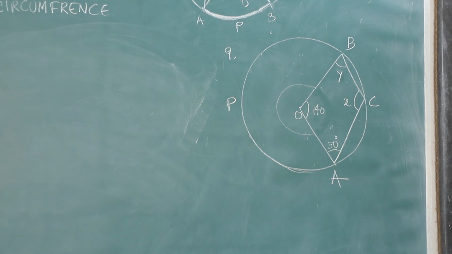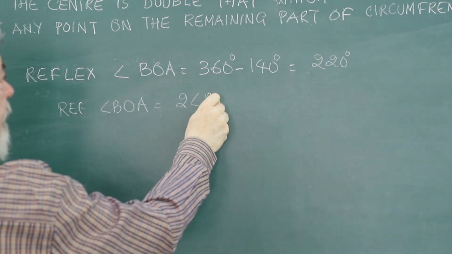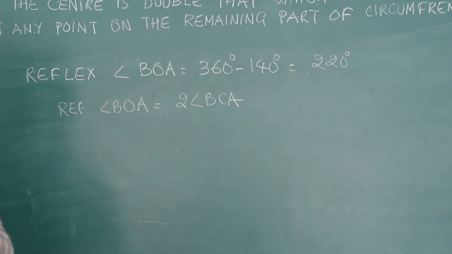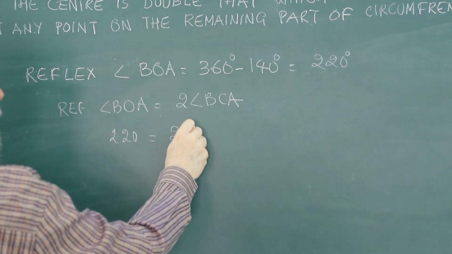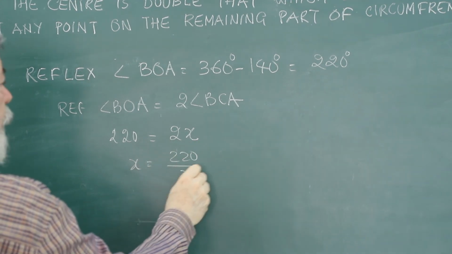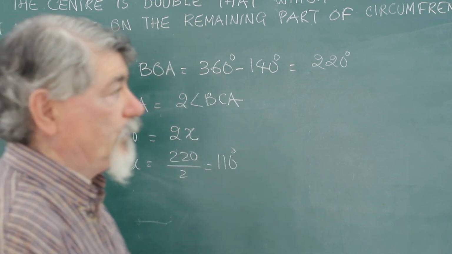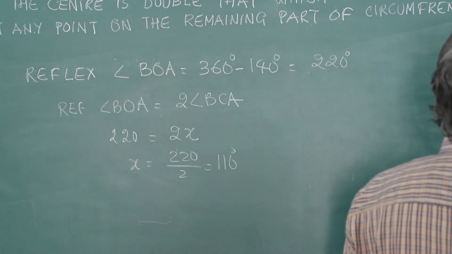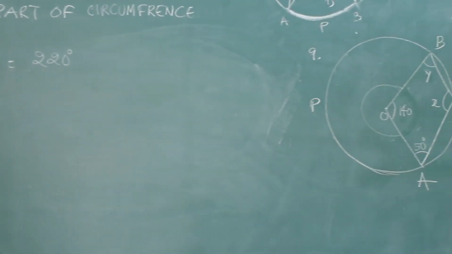Now the relation is that the angle at the center, reflex angle BOA, is double angle BCA. This is 220. It is double of x, or x will be 220 upon 2. That will be 110. So I've got the value of x as 110. Half of 220.